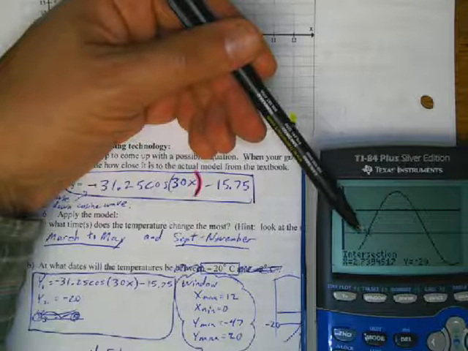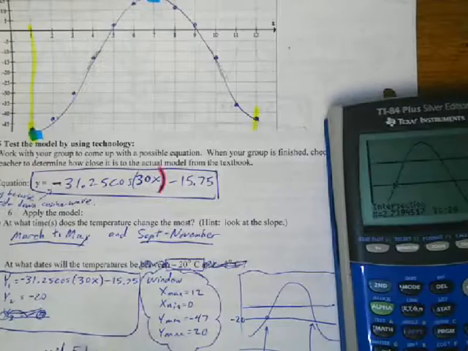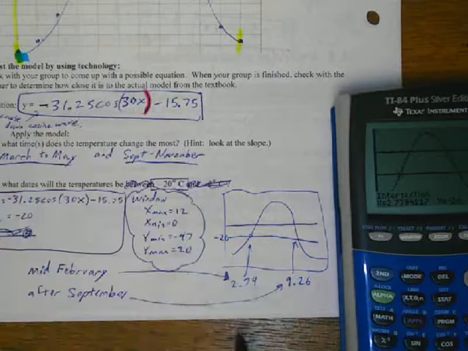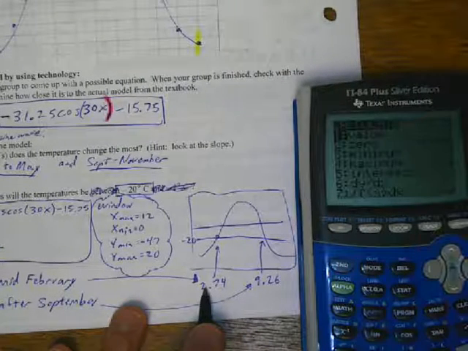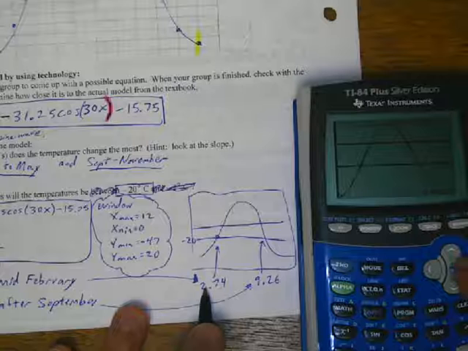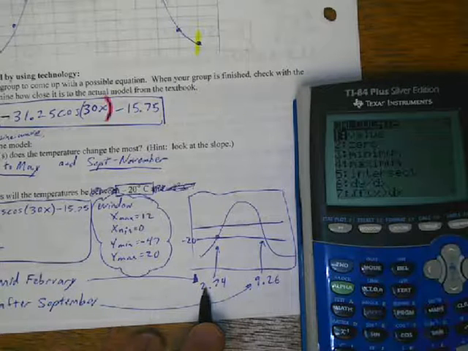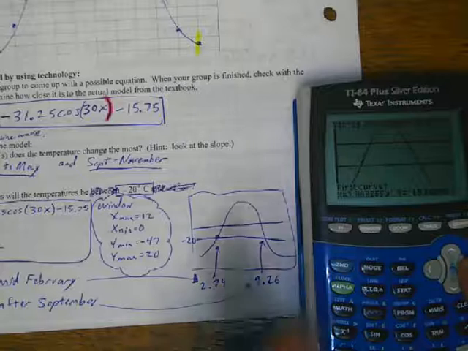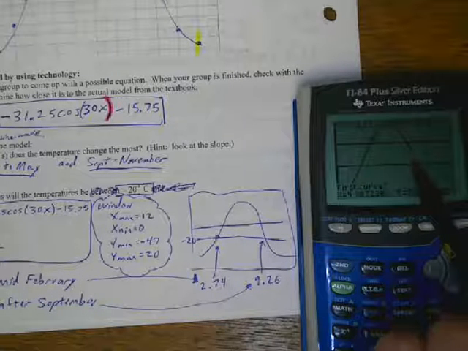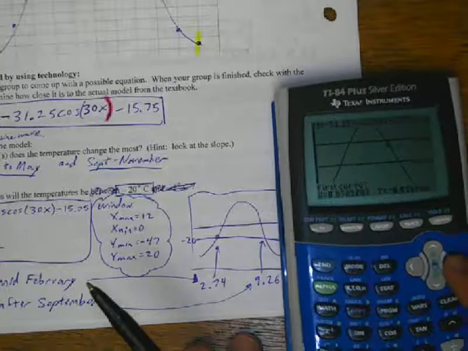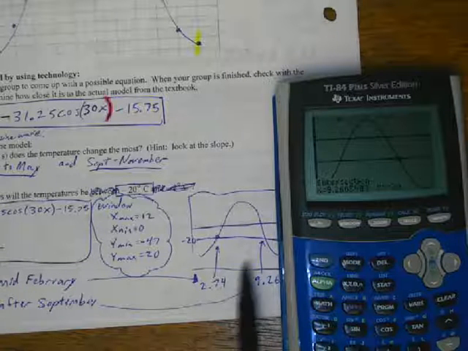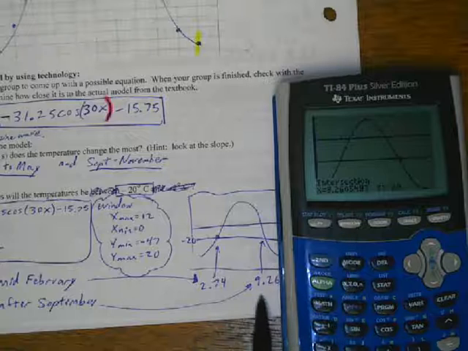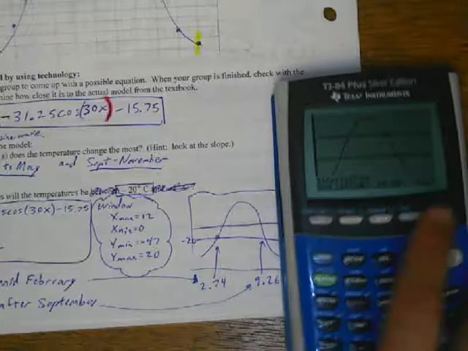And I figure it's 2.74. And then same thing over here. I'm going to do second trace 5 for intersect, and now I'm going to move this cursor over close to this. I'm hitting the right arrow, getting closer and closer to this intersection. Now I hit enter, enter, enter, and now I get this intersection is at 9.26. Okay, let's do the next few problems.